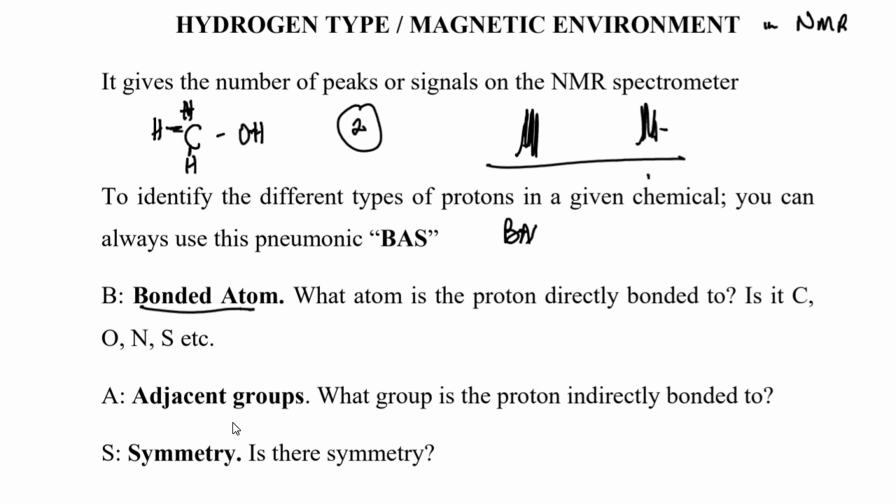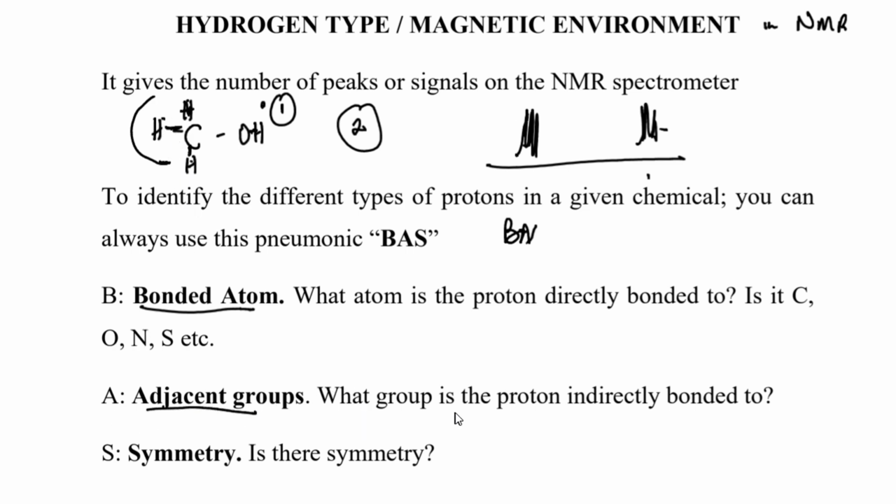The next thing you may want to ask is adjacent groups, right? Looking at this, let's start with the bonded atom. This one is bonded to oxygen, but these 3 are bonded to carbon. So definitely this hydrogen here is different from the hydrogens here, right? So let's call this 1. We don't know if there is another way we can differentiate this, but let's continue.